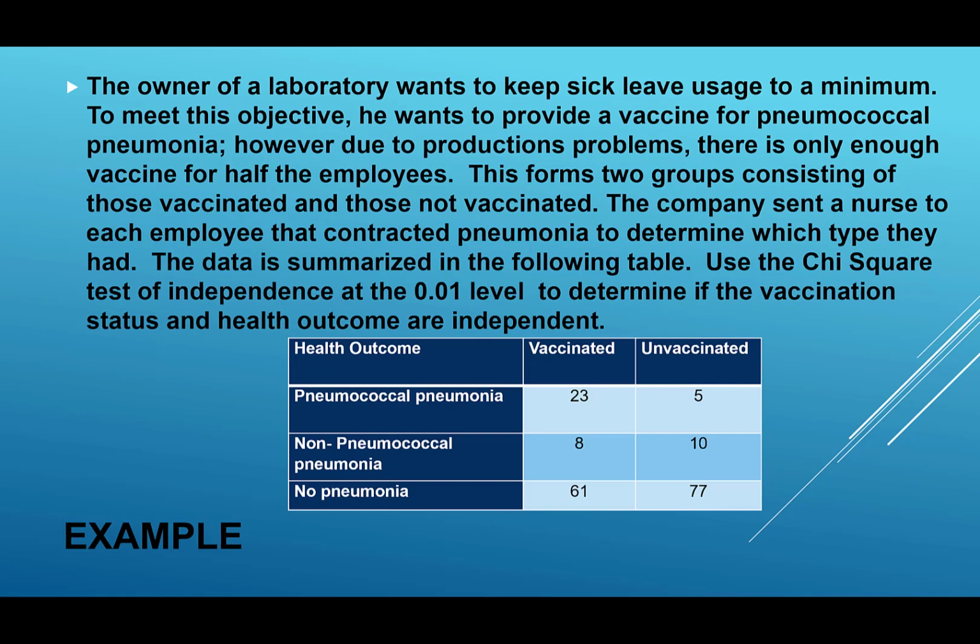Once the vaccinations are done, the company sent a nurse to each employee that contracted pneumonia to determine whether they got pneumococcal pneumonia or a different form of pneumonia. The data is summarized in the table below, and what we want to do is to use the chi-square test of independence at the 0.01 level to determine if vaccination status and health outcome are independent.